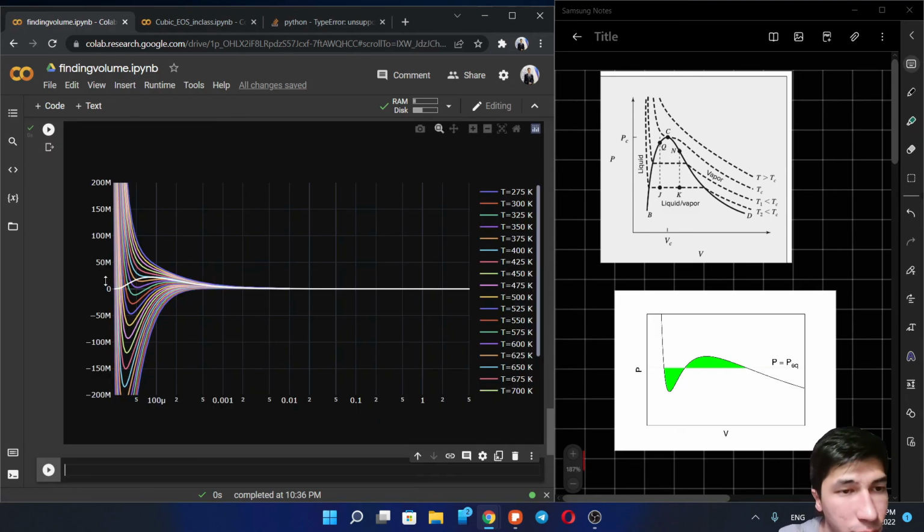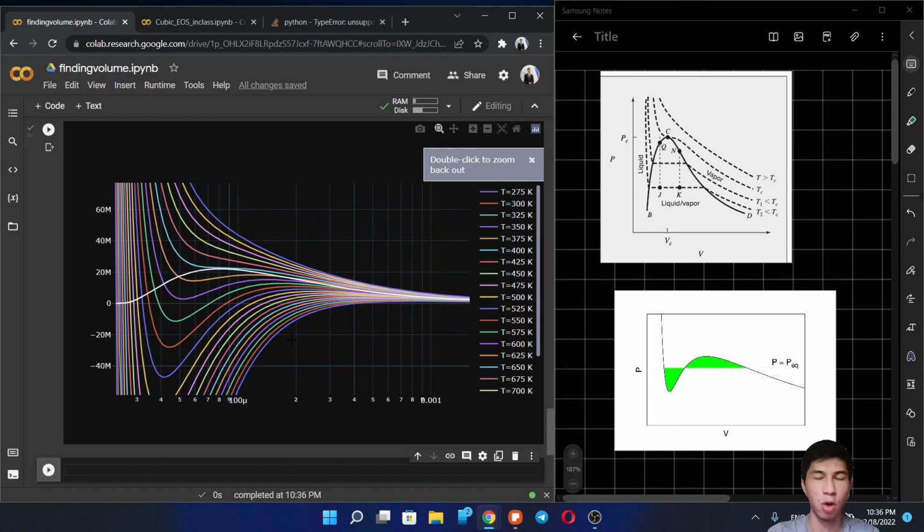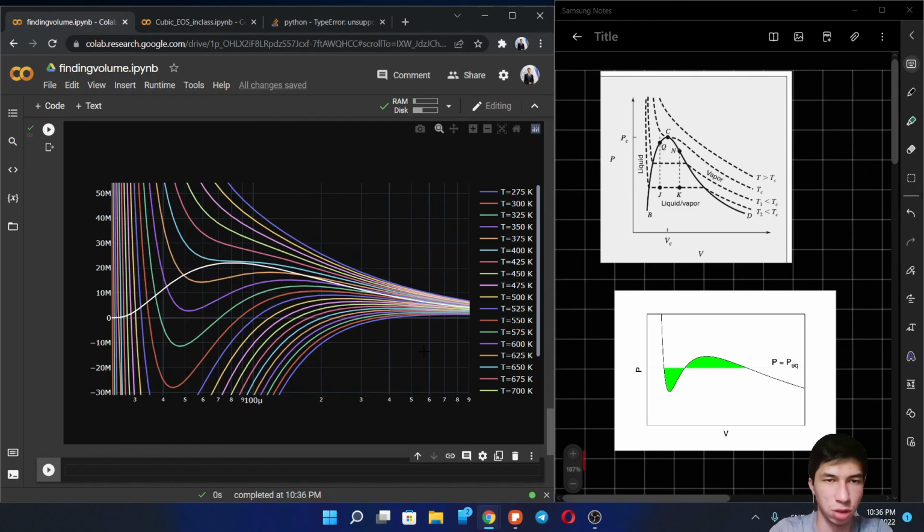Like here. So this is going to be our two-phase envelope for our compound using the Maxwell construction. So this is our final graph. So thanks for your attention.